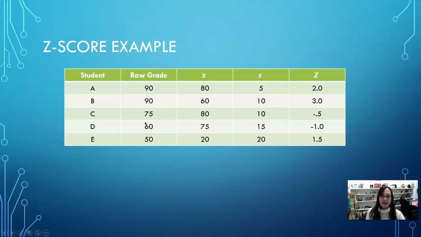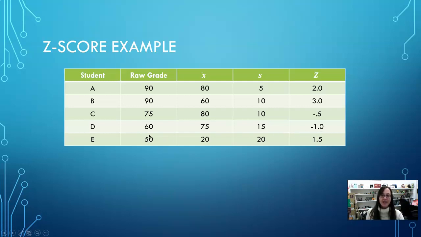Comparatively, let's take student D. They got 60%, which is lower than the average. So right away, before we do anything, we know that because it's lower than the average, it's going to be a negative Z score, because you know you're below the mean. So 60 minus 75 is minus 15. Then negative 15 over a standard deviation of 15 gives you negative 1. So this person is 1 standard deviation below the mean.